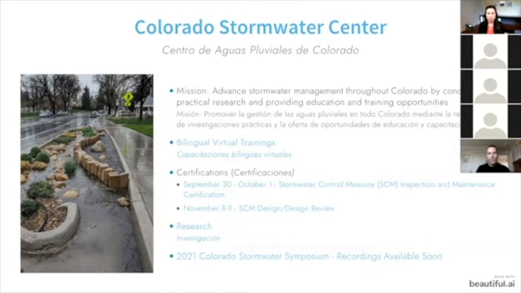Our mission is to advance stormwater management throughout Colorado by conducting practical research and providing education and training opportunities like this. We also have been in partnership, as I've mentioned, with Northern Water. We're doing those 3 different series, and the next one is on extended detention basins.